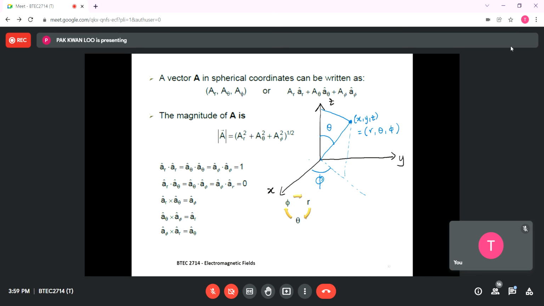So let's say now this is my x cap here. I now represent this as the unit vector. For this, I will also represent this as a unit vector. This direction here is r cap, okay, and the phi cap will be in this direction.